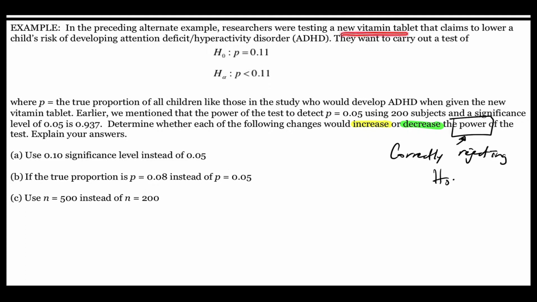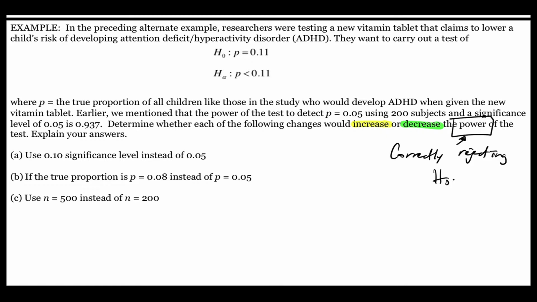And then they developed a new tablet that claims to lower. Okay, so that's why the alternative was it's going to be lower than that. Okay, p is the true proportion of all children, like those in the study, who would go on to develop ADHD when given the new vitamin tablet. They say that out of the children who take the tablet, less than 11% of them will develop ADHD later in life. Okay, because 11% is what it currently is at.